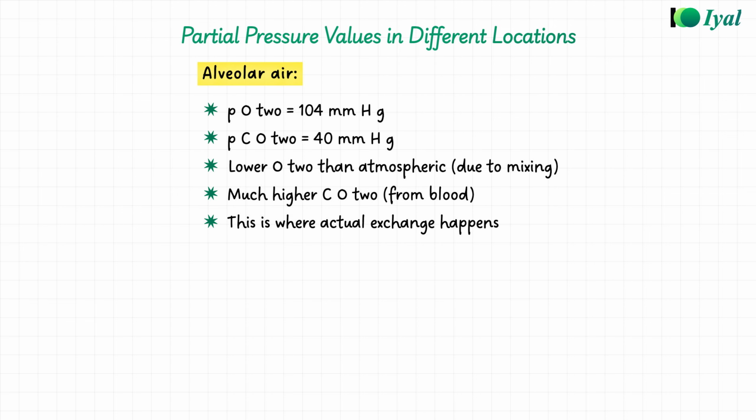Now in the alveoli inside the lungs, the partial pressure of oxygen is 104 millimeters of mercury. This is lower than in the atmosphere because in the alveoli, oxygen has already started to move into the blood. Also, oxygen mixes with the residual volume area, the air that never left the lungs. The partial pressure of carbon dioxide in alveoli is 40 millimeters of mercury, much higher than in atmosphere because carbon dioxide has diffused in from the blood. This difference between atmospheric and alveolar pressures is important to know.